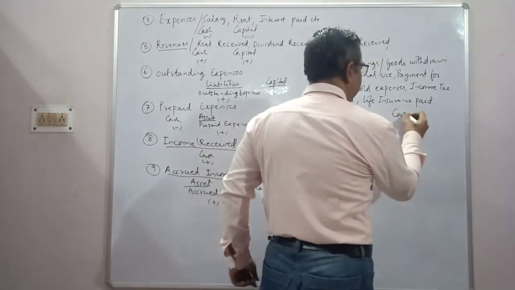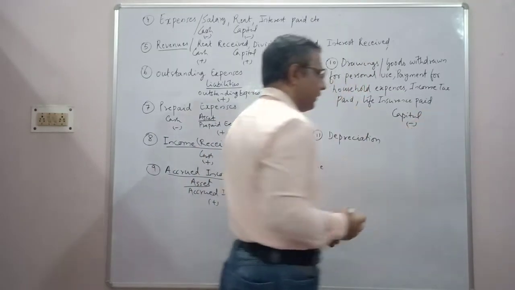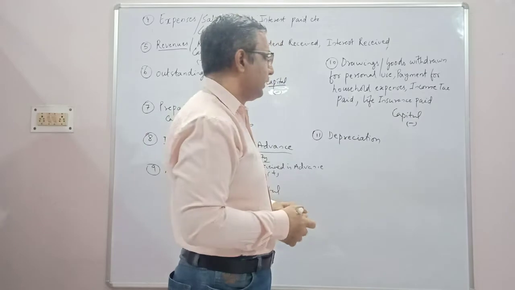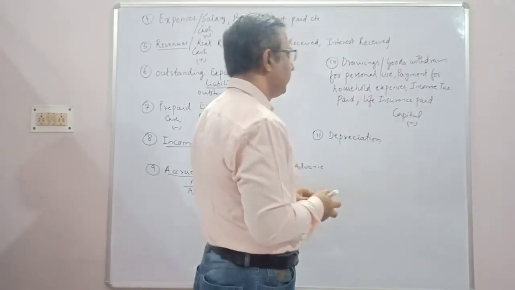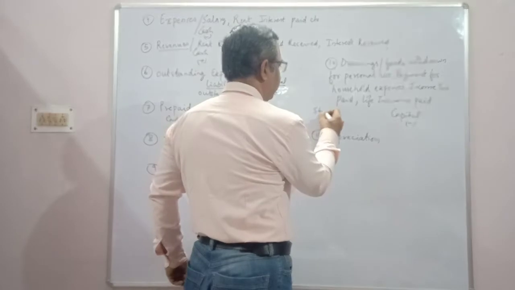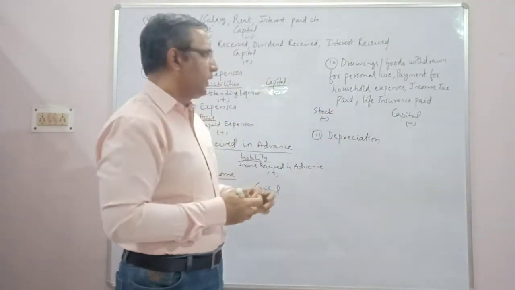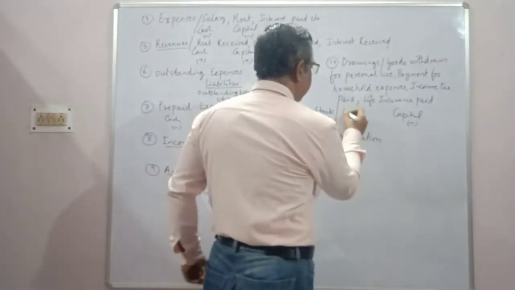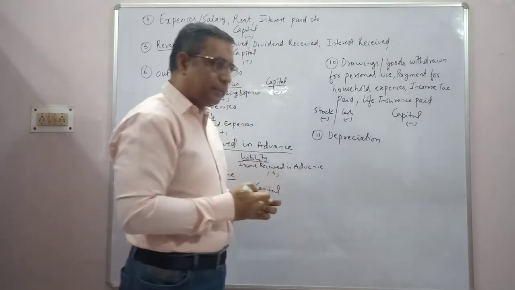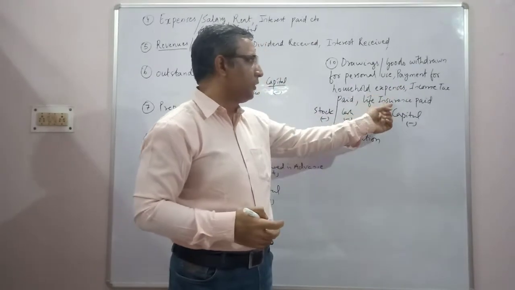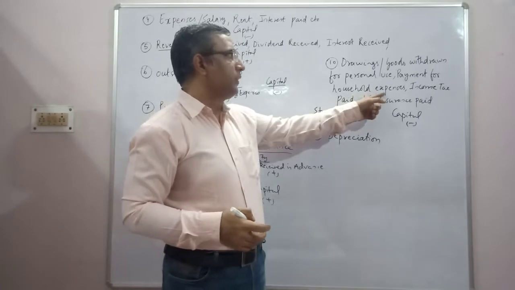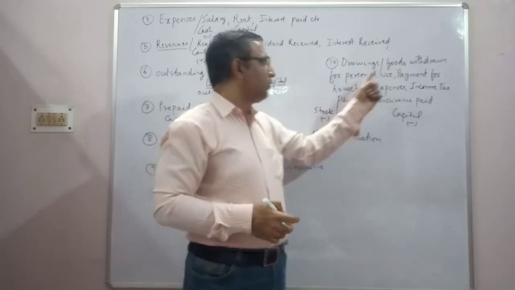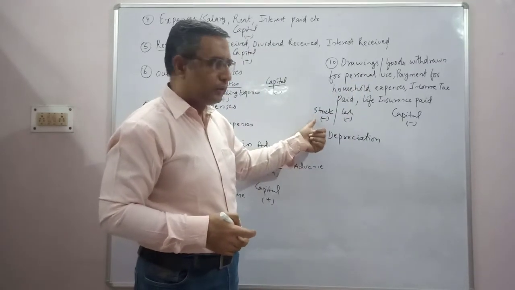Drawings are the reduction in the capital. We will reduce drawings from the capital, and if he has withdrawn goods, then it is a reduction in stock. Or if he has taken the cash, then it is a reduction in cash. If income tax is paid, life insurance is paid, or payment is done for his household expenses, then it is a reduction in cash. And when goods are withdrawn for personal use, it is a reduction in stock.